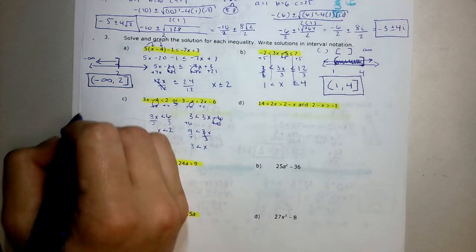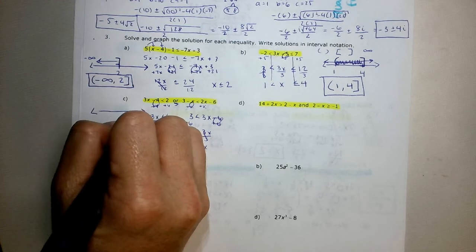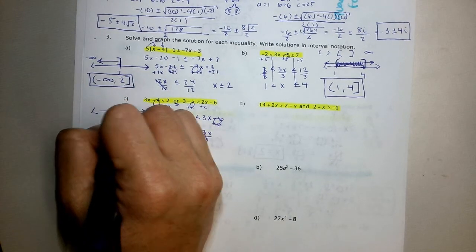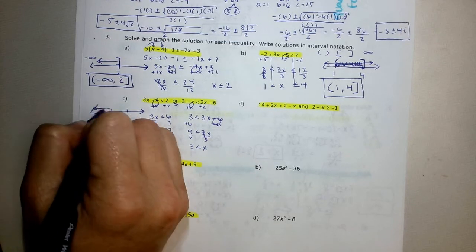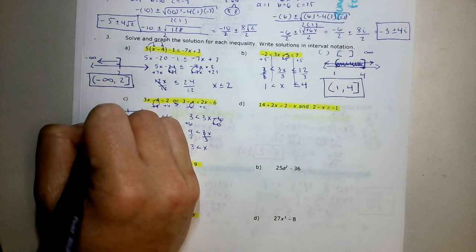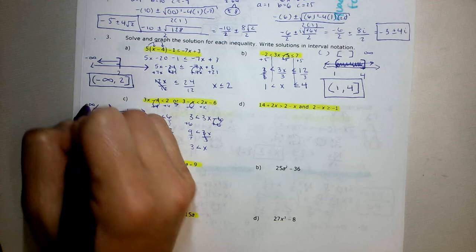Okay, so on my number line, I have a 2 and a positive 3. And this says x is less than 2. And it's not equal to, so it's a parentheses. So that's going to go to the left forever at negative infinity.